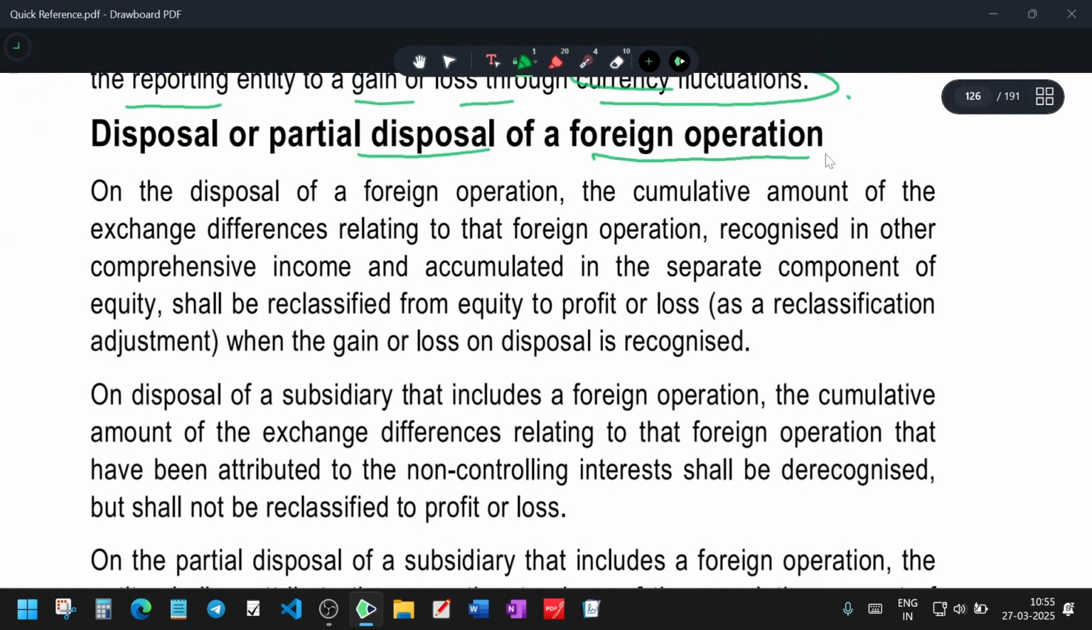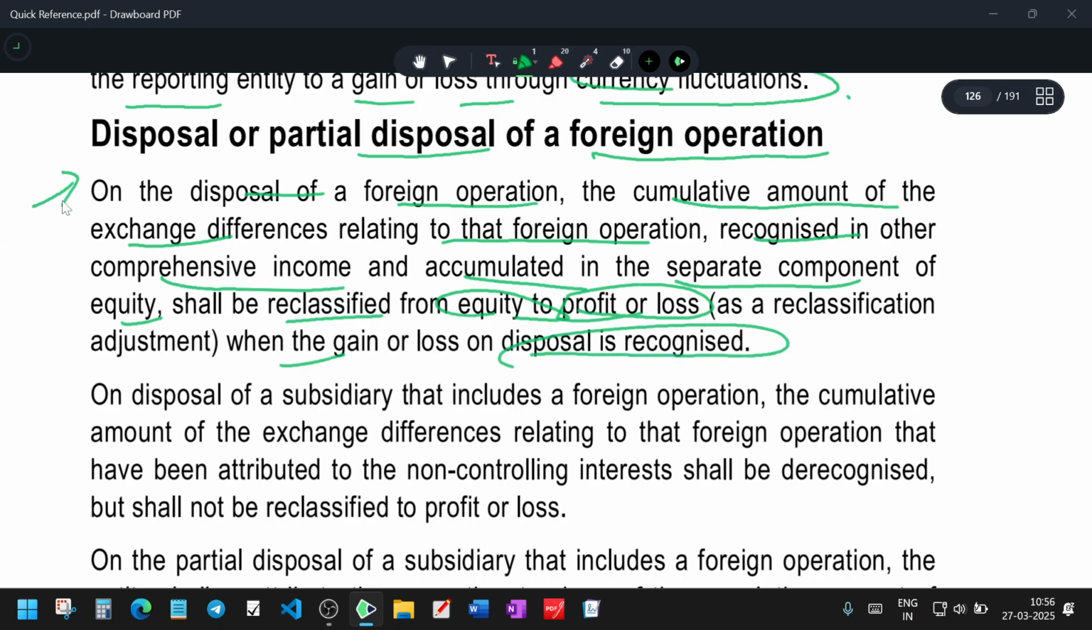Disposal or partial disposal of a foreign operation. On disposal of a foreign operation, the cumulative amount of exchange differences relating to that foreign operation, recognized in other comprehensive income and accumulated in a separate component of equity, shall be reclassified from equity to the P&L account, and then the gain or loss on disposal is recognized. If I am going to dispose of a foreign operation, what to do? Whatever the foreign gain or asset is, you should put it in the P&L account. So when you are disposing of it, that should come to the P&L account, rather than going to comprehensive income.